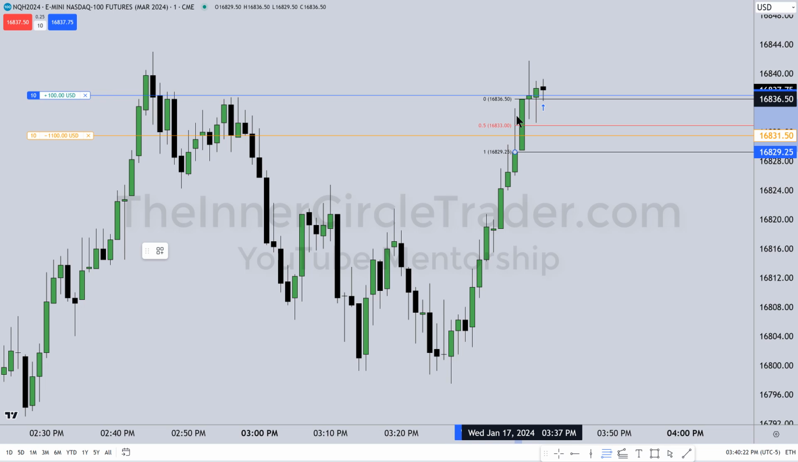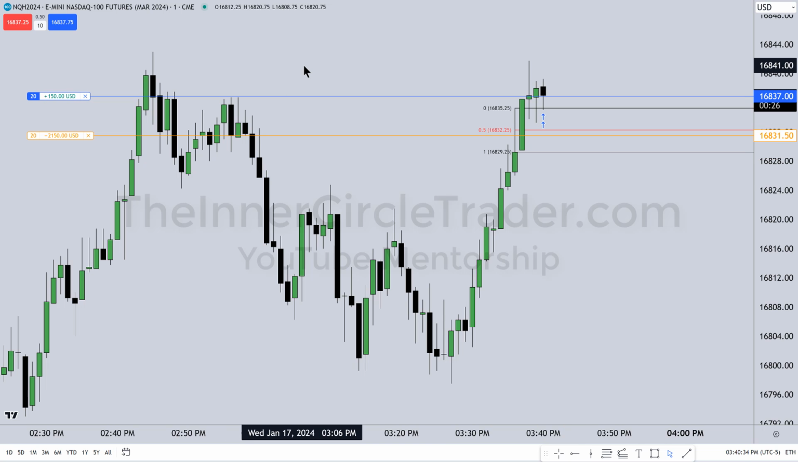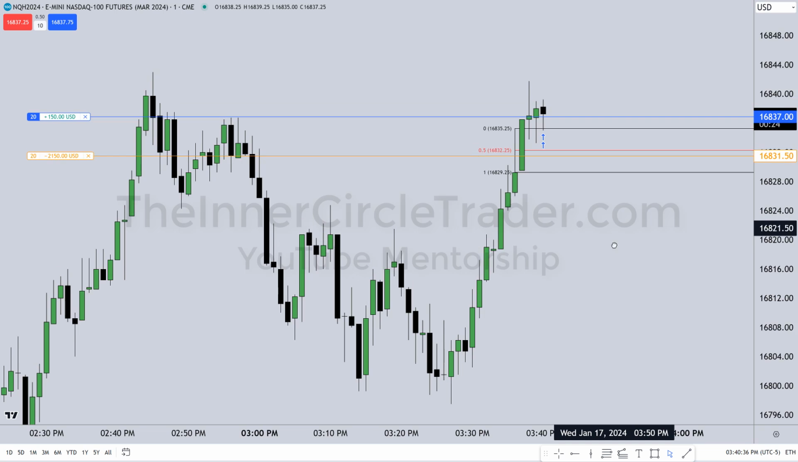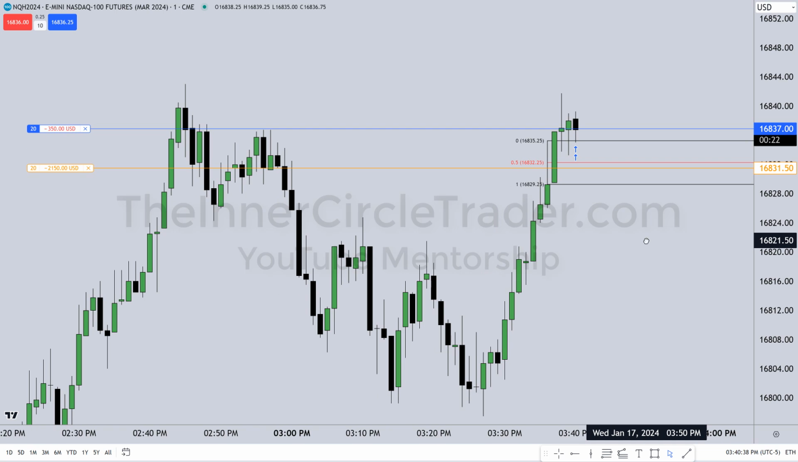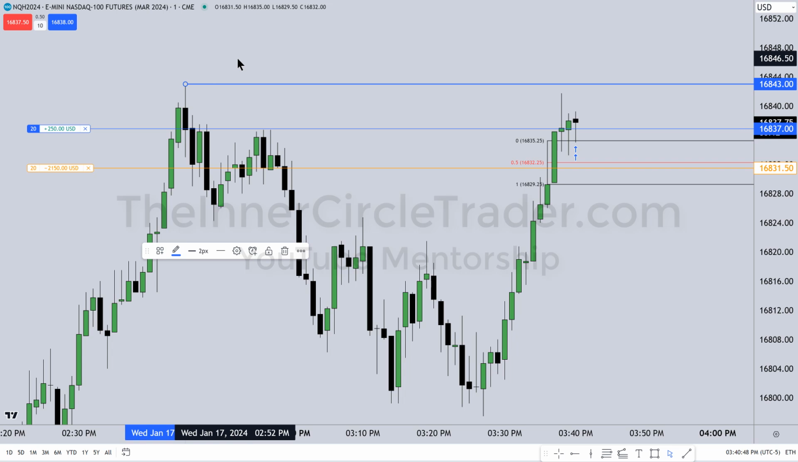So the stop is below the consequent encroachment of that wick. And I like that. I'll add 10 more there. And we're going to rip through this high and keep going into the last 10 to 3 minutes of trading.